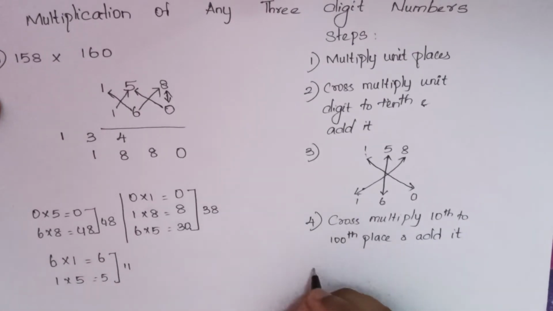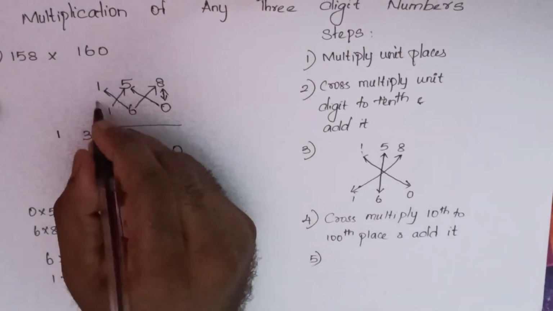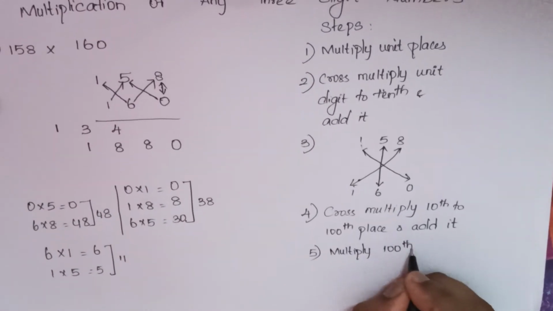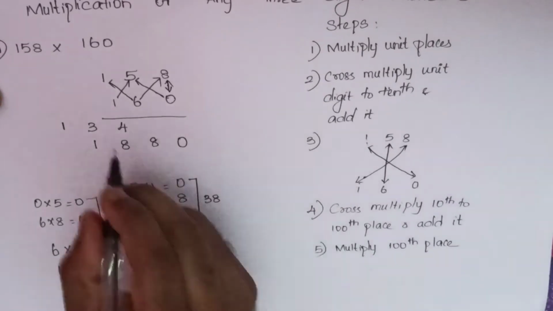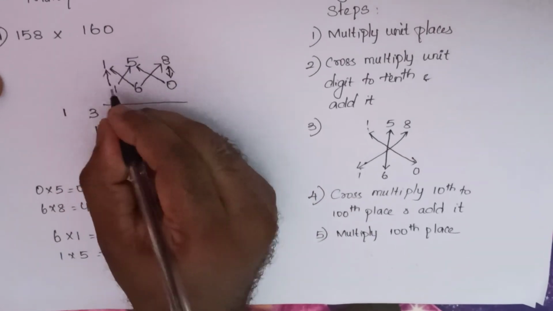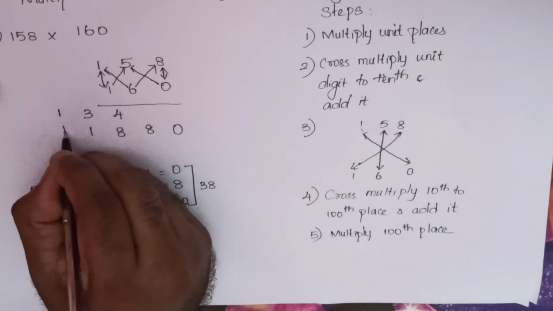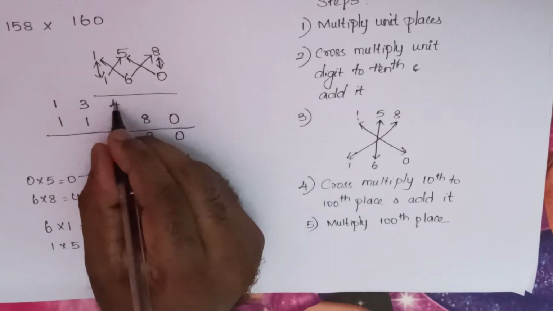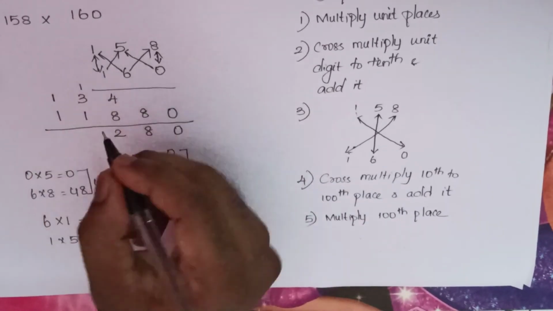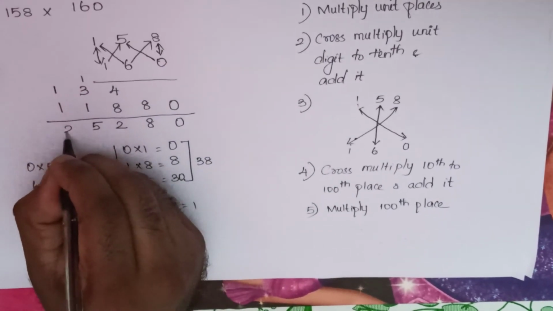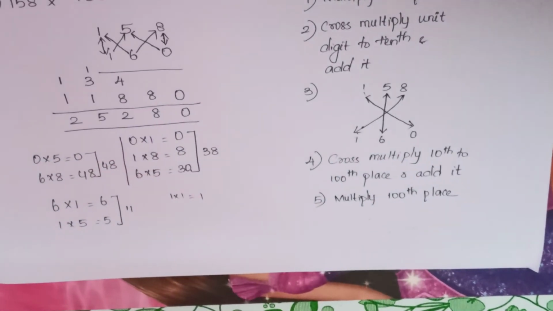The final step is to multiply the 100th place digits. Here 1 into 1 is 1, so you have to put 1 here. Finally you have to add all those things. 0, 8, 8 plus 4 is 12, 2, 1. So 3 plus 1 plus 1 is 5, and 1 plus 1 is 2. That's all. Let me show the second example, 542 into 735.